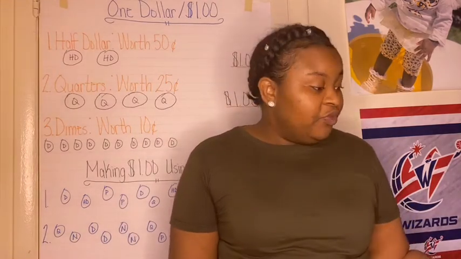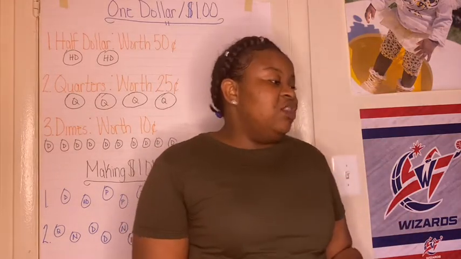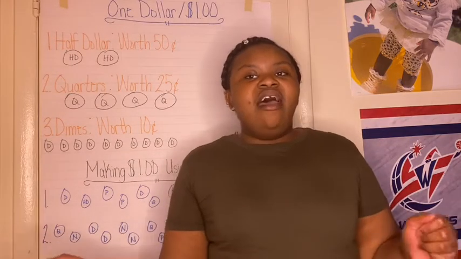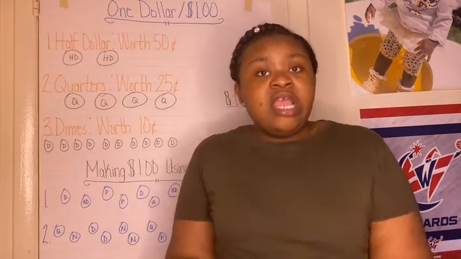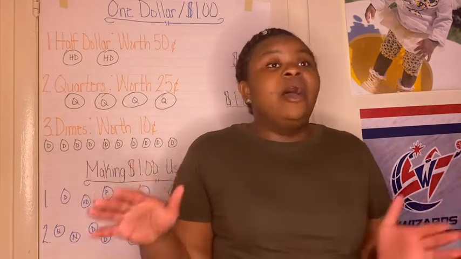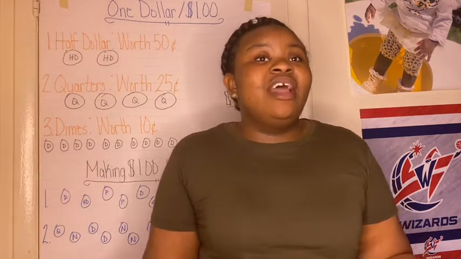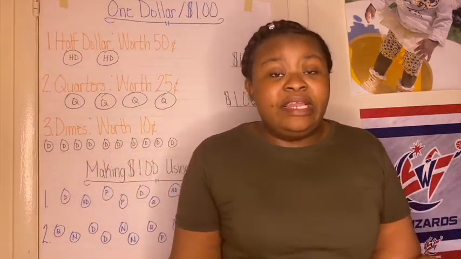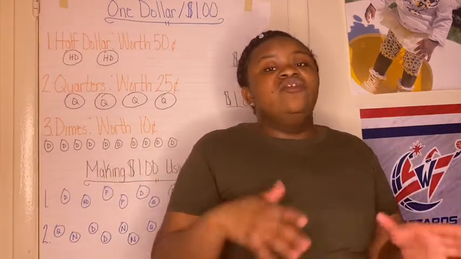The objective is to show $1 in a variety of ways. So this means that you're not just going to have it with 10 dimes, or you're not just going to have $1 with 2 half dollars, or with 4 quarters. You have to do it in various ways. So various ways meaning you can have it in maybe 2 dimes, 2 nickels, 2 quarters. It can go either way. You might even have some pennies.